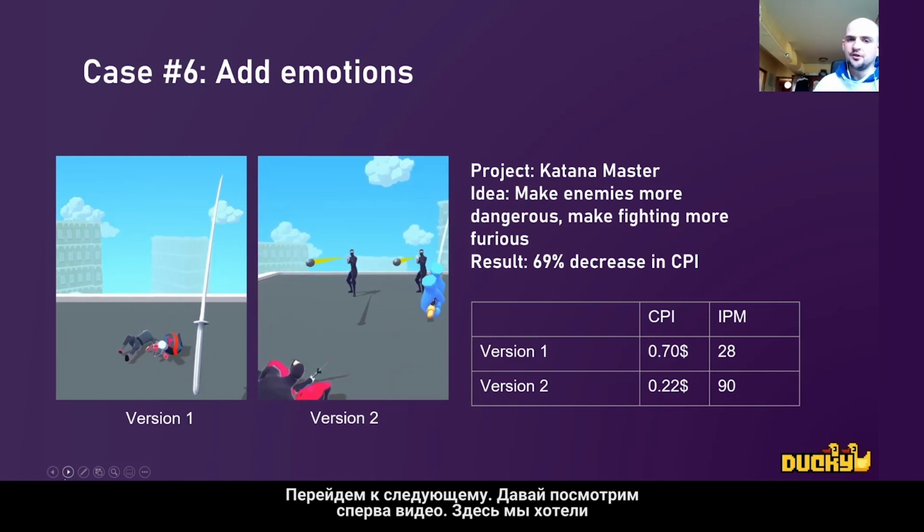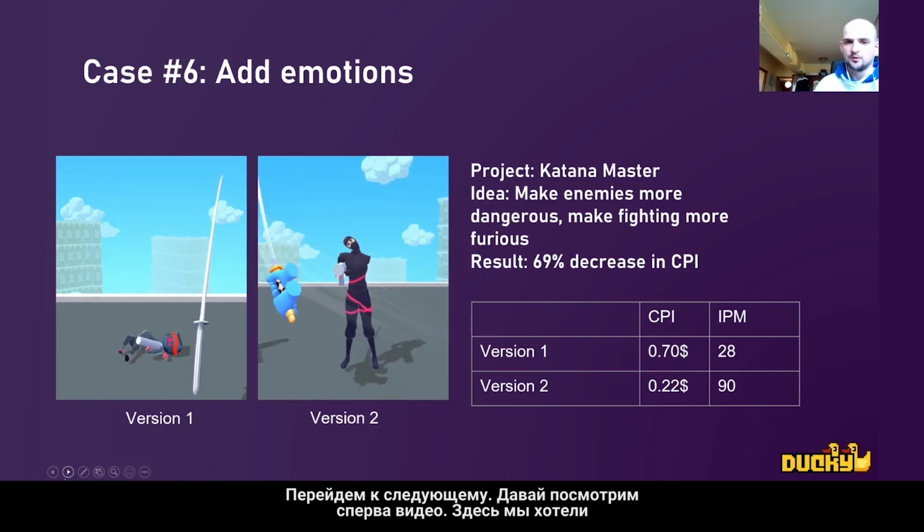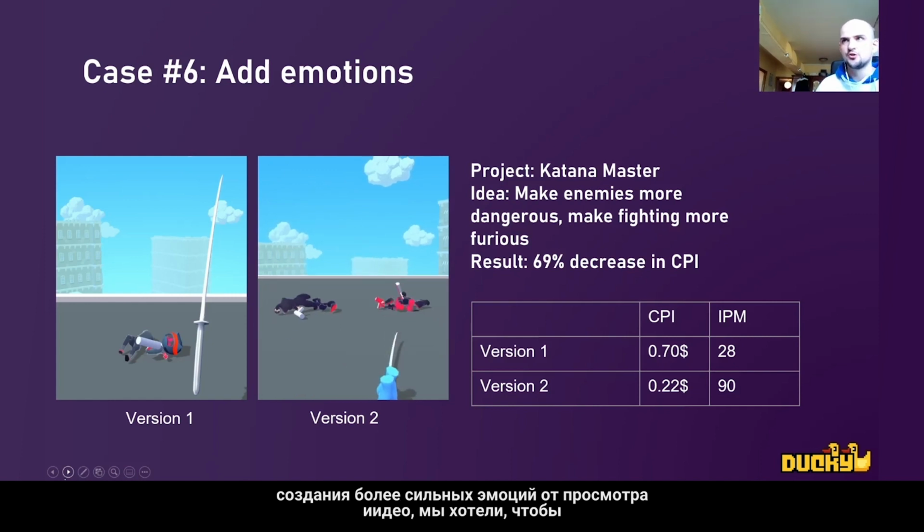So the idea here is that we've decided to create more emotional feedback from the video. We wanted to have a high action game where we have ninjas slicing with swords, and a lot of action, like combo moves and so on. The first version didn't give us the feeling of the game. We didn't get the feeling of action there. So we decided to change two things.